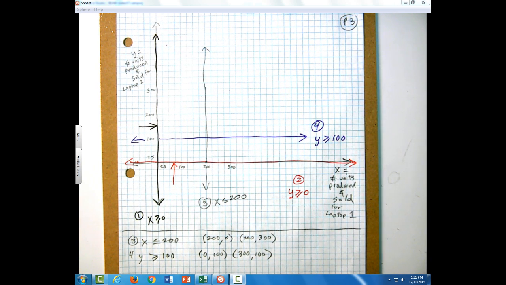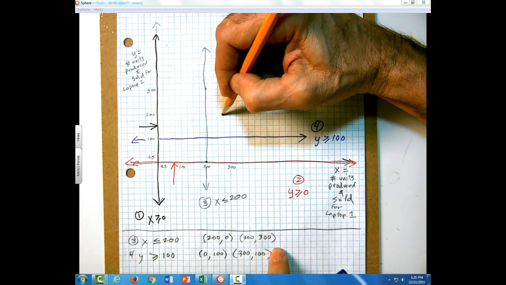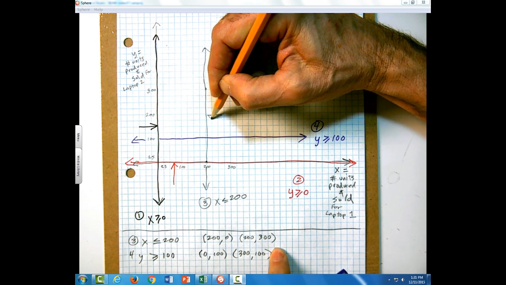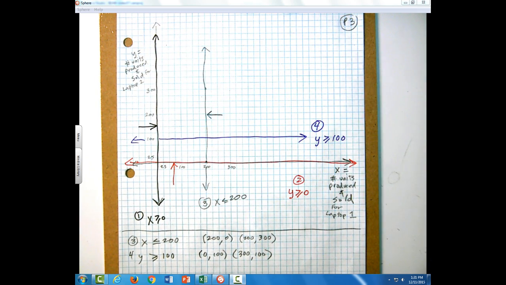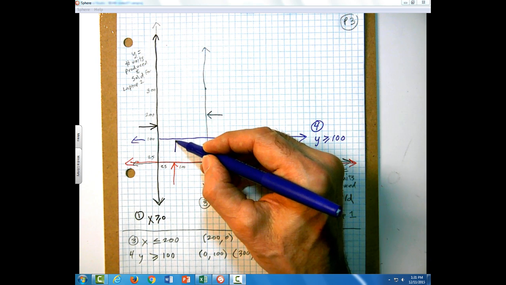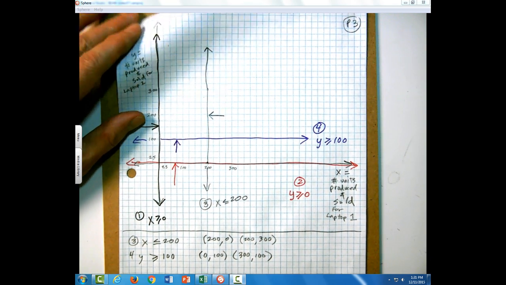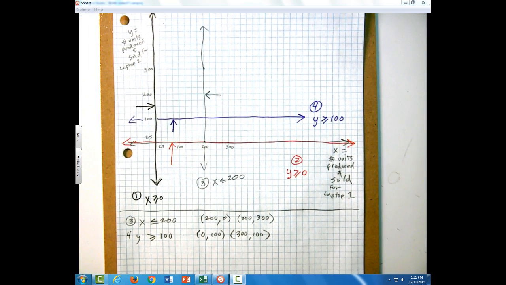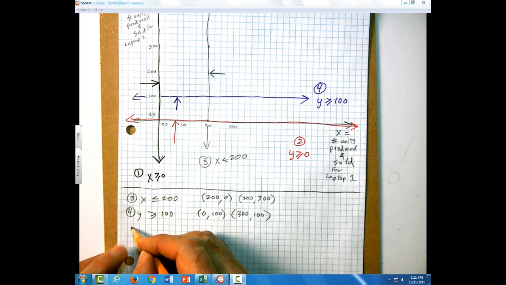Now I forgot the arrow, because remember, we're trying to get to some interior region that will define the feasible region for our maximum optimal solution. So we have an arrow that way, and then for our y greater than or equal to 100, we have an upward pointing arrow. Now I'm going to have to scoot this just a little bit down here so we can see the bottom here.